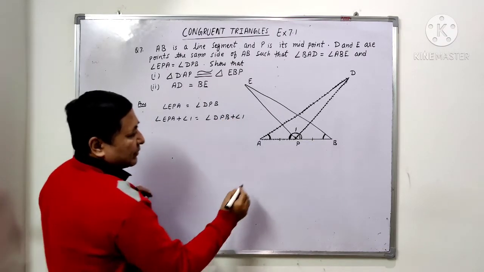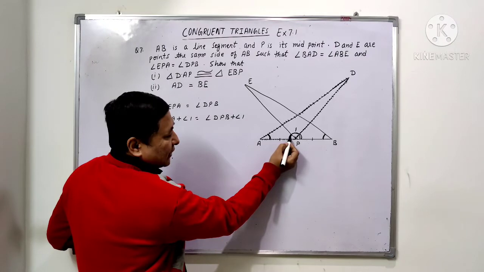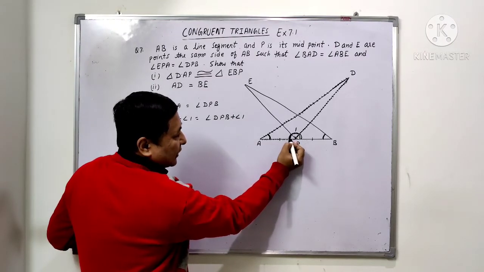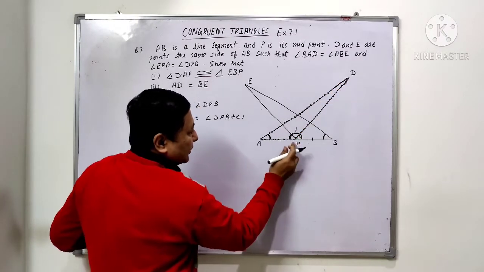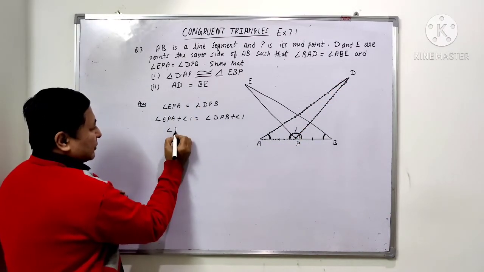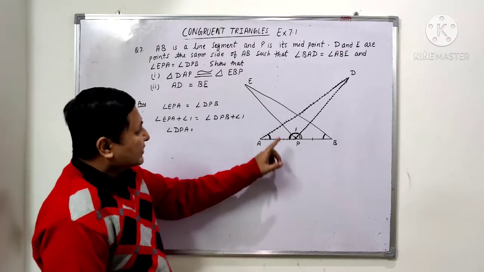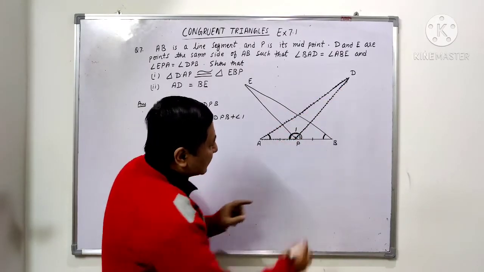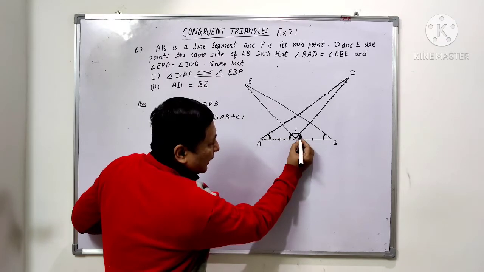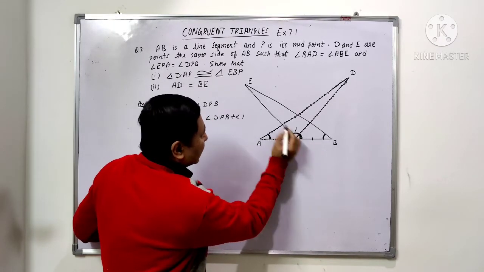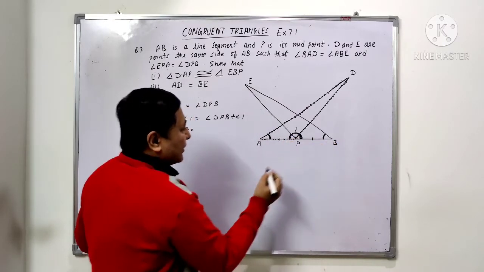Now let us see what will happen. Angle EPA and angle 1, if I add both of them together, I will get this angle DPA. And in angle DPB, if I also add angle 1, I will get this whole angle, whose name is EPB.